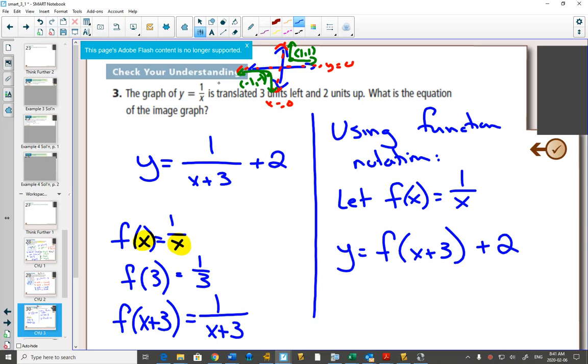And so using function notation by showing the 3 left and the 2 up, that's really easy in function notation. And now we can translate it back to explicit notation. When you have just an x, that notation is called an explicit equation. And so I can say, well, f of x plus 3 is 1 over x plus 3. I'm going to underline this part in purple and this part in purple, and then I still have the plus 2 afterwards.